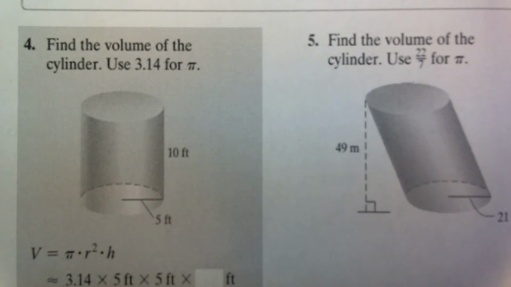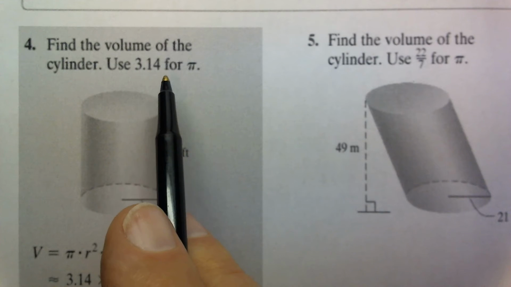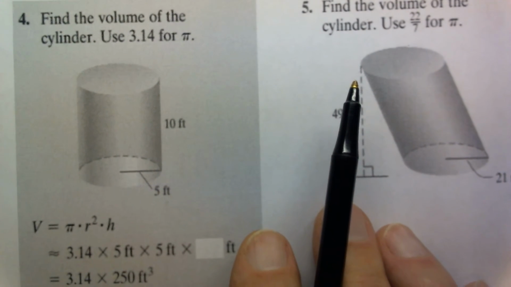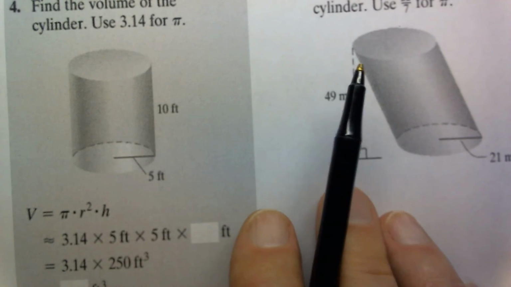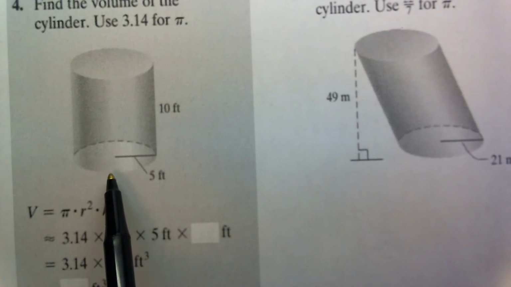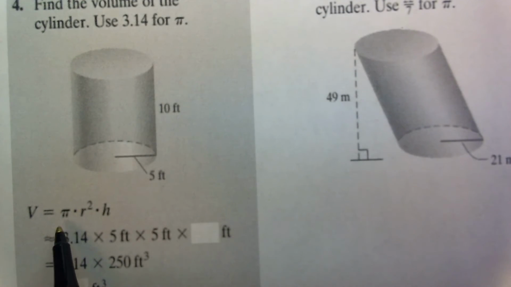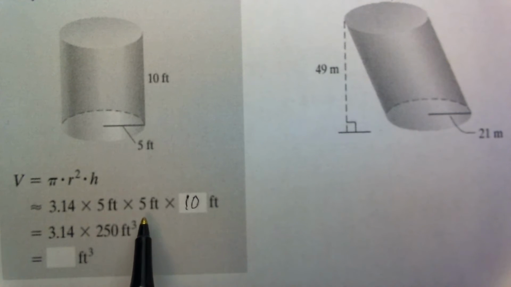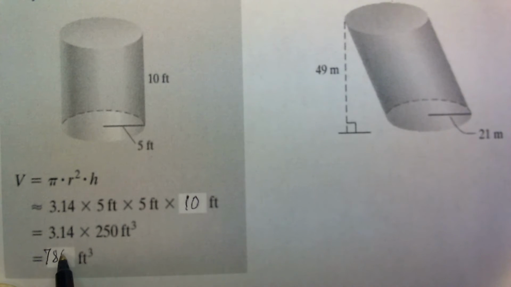So let's look at an example. Number 4, find the volume of a cylinder, and we're supposed to use 3.14 for pi. The volume is equal to pi times r squared times the height. Since the radius is 5 feet and the height is 10 feet, we have 3.14 for pi, times 5 times 5 for r squared, times the height, 10 feet. Since 5 times 5 is 25, and 25 times 10 is 250, multiplying that by 3.14 we get 785 cubic feet.